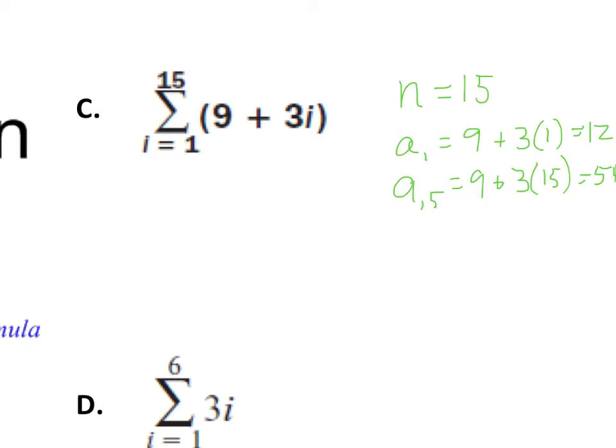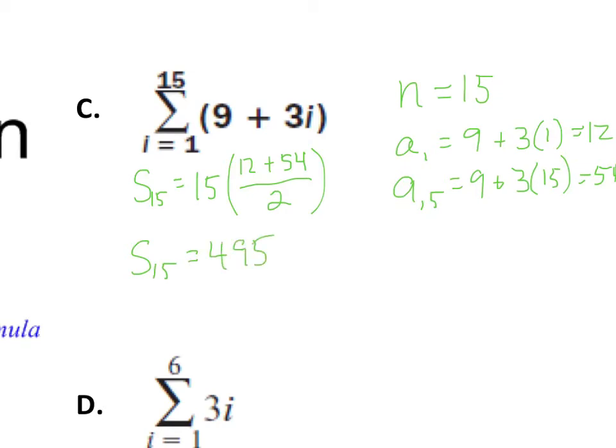All right, so the sum of the first 15 terms, or S sub 15, is equal to 15 times 12, the first term, plus 54, the 15th term, all divided by 2. That 2 will always be on the bottom. That's never going to change. All right, I'll go ahead and work the math out here. Remember to add 12 and 54 first if you're using a calculator, and then put that sum in. But if you do the math, you get the sum of the first 15 terms is 495.